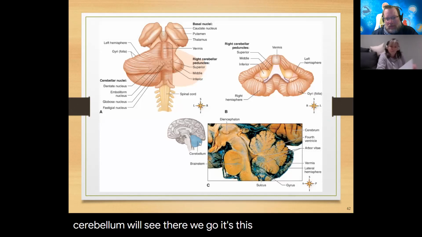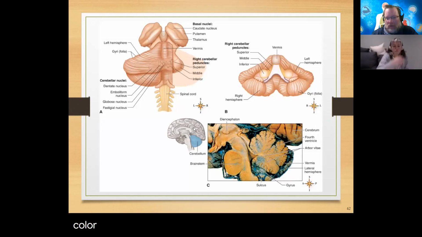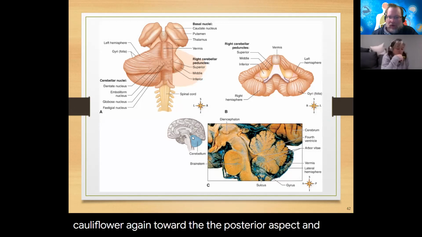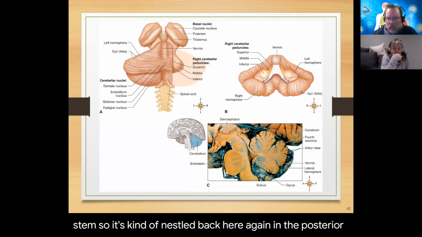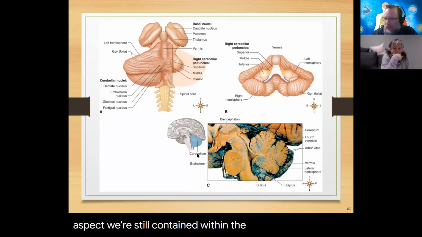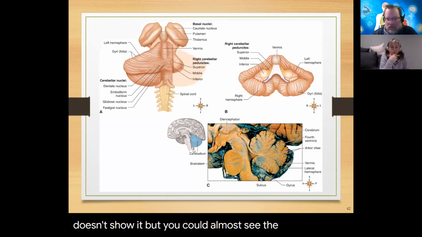It's this big blob of cauliflower, again, toward the posterior and inferior aspect of the cerebrum and of the brainstem. So it's nestled back here in the posterior aspect. We're still contained within the cranial cavity. It doesn't show it, but you could almost see the skull. This would be the occipital bone here, coming around, and then the foramen magnum right in this area. So we're still contained certainly within the cranial cavity. Okay, so there's the cerebellum.